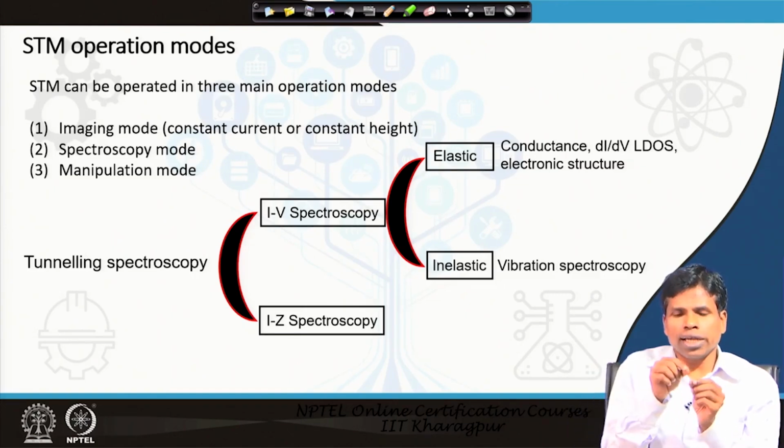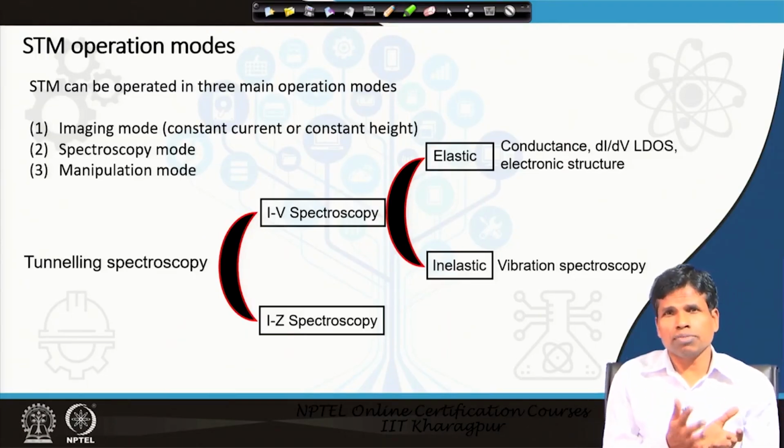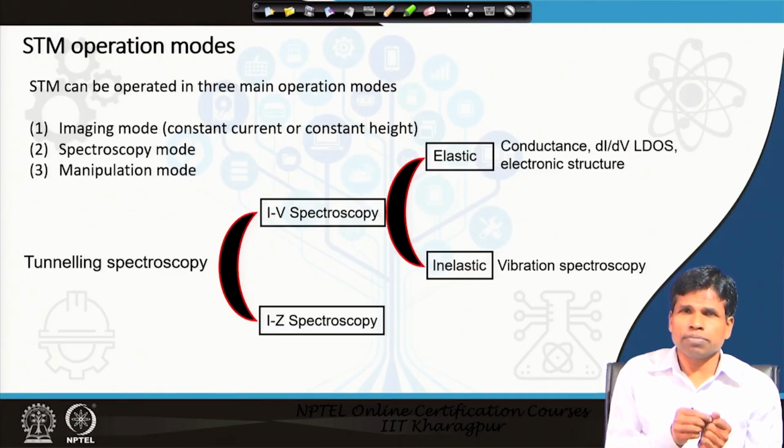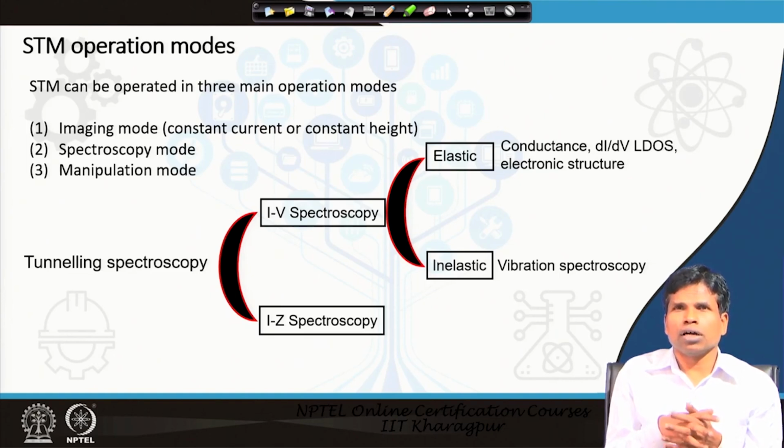Now, when an electron tunnels between the sample and tip, it may lose energy or may not lose energy. If it does not lose energy, if the energy of the electrons remains the same when it goes from the tip to the sample, that is an elastic process, we say. With that process we can measure the conductance, that means surface conductance across the sample. We can get dI/dV to get the local density of states and also the electronic structure. And the second one is inelastic.